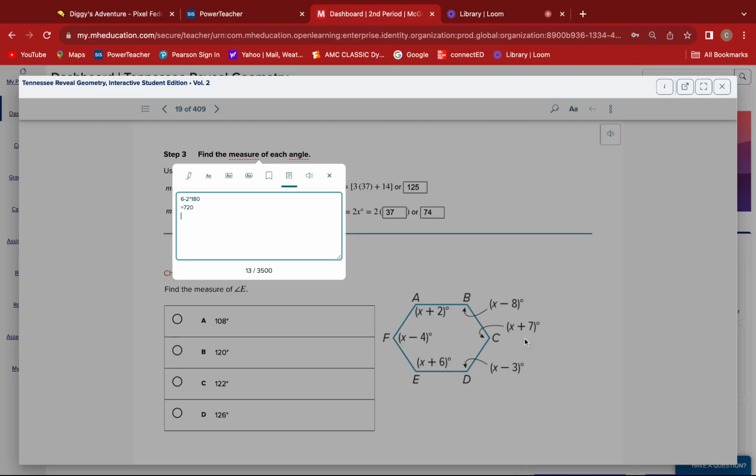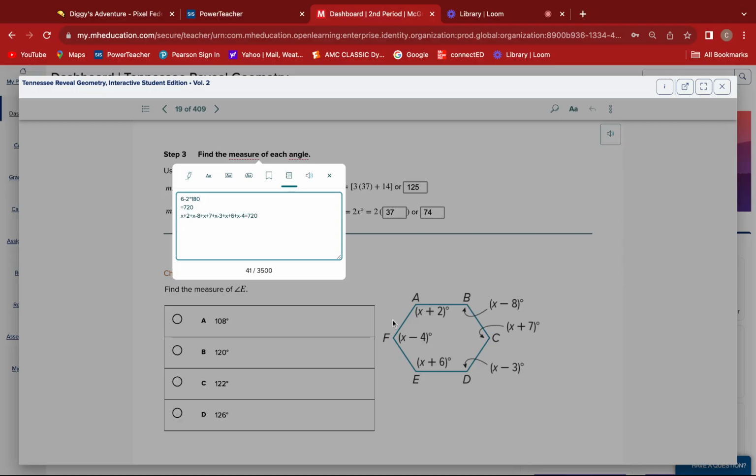All right, so here it goes. All right, so I've got x plus 2 plus x minus 8 plus x plus 7. All right, plus x minus 3 plus x plus 6. And last one is x minus 4. It equals 720 because that's the sum of any hexagon.